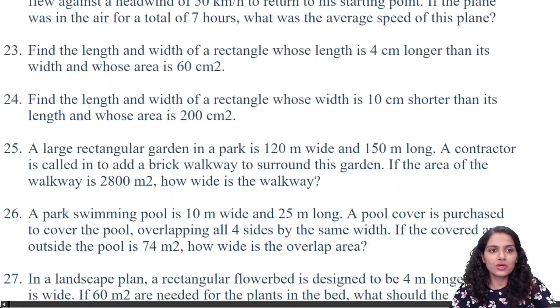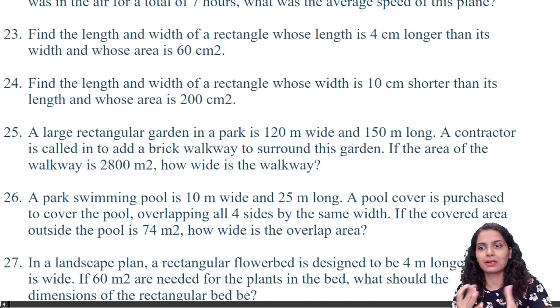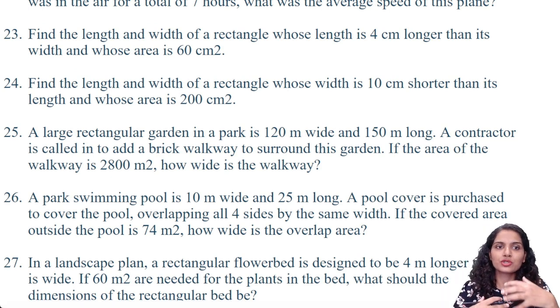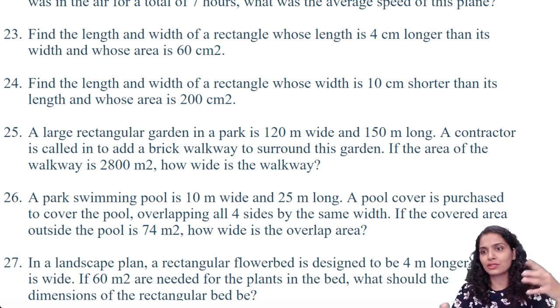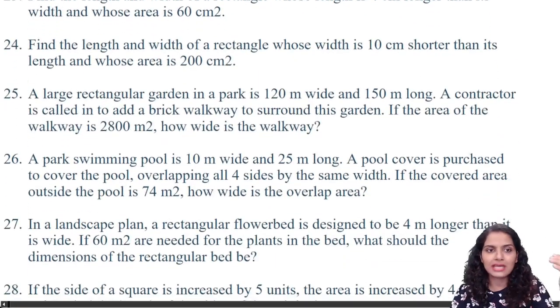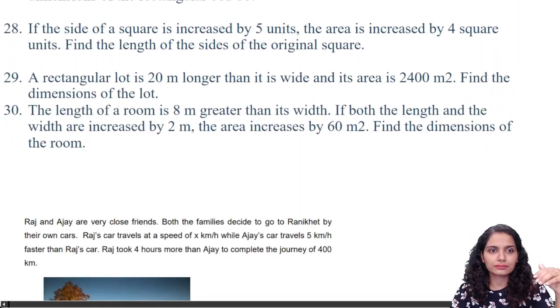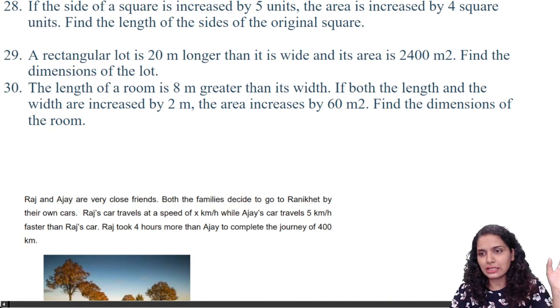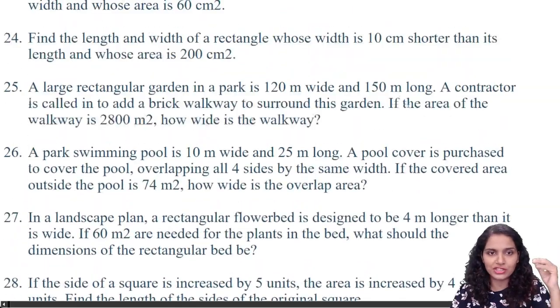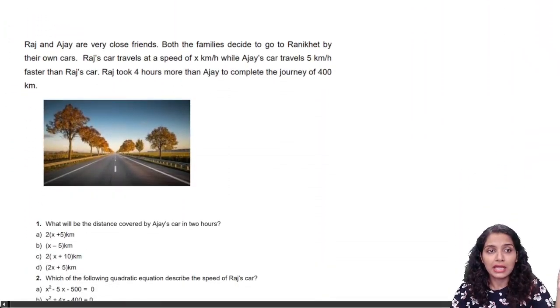So 23 onwards, if you see, it's based on a shape like rectangle, square. So based on the area, length, width, we have to assume one side to be x and the other side to be this. Don't worry, we're going to discuss it. And till 30 I have discussed all the types of question, the types of question that you're going to experience in your exam.